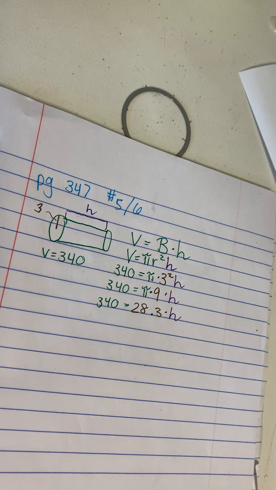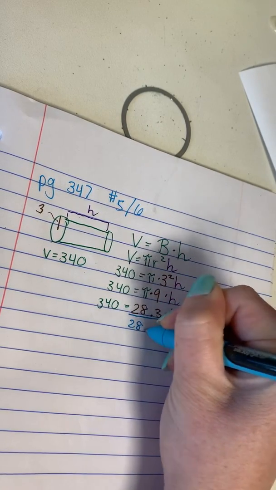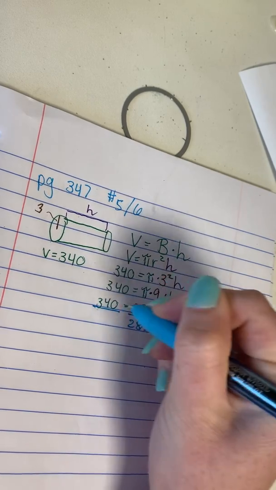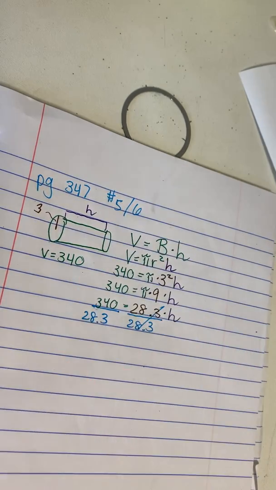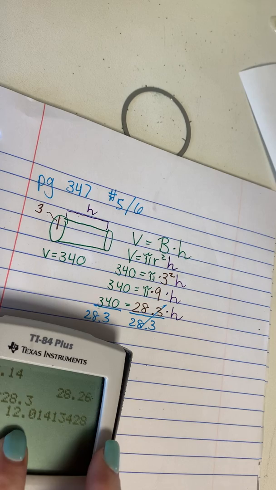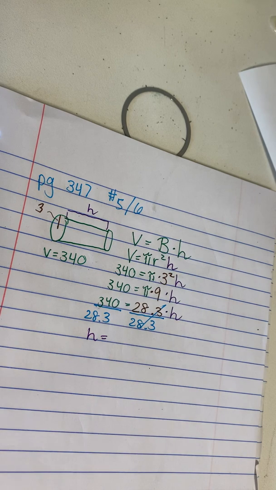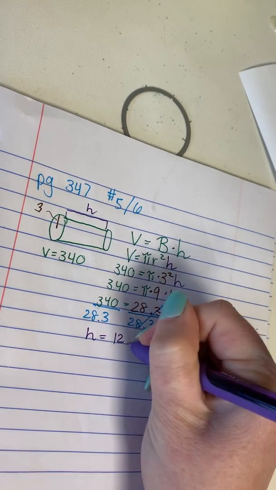So this last step, let's go ahead and divide both sides by 28.3. Divide this side by 28.3, and divide this side by 28.3. And we find out that when we do that, 340 divided by 28.3 gives us approximately 12. So our height, and in this case I think it was inches. I had to grab my book here. In feet. Our height is 12 feet.